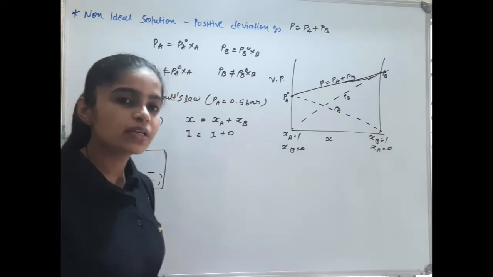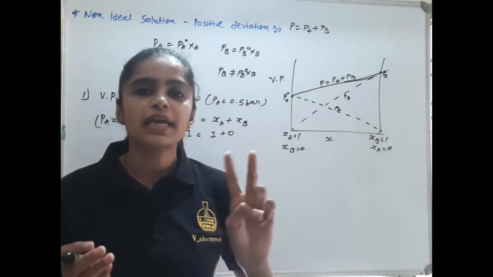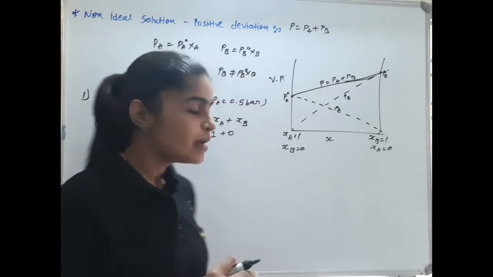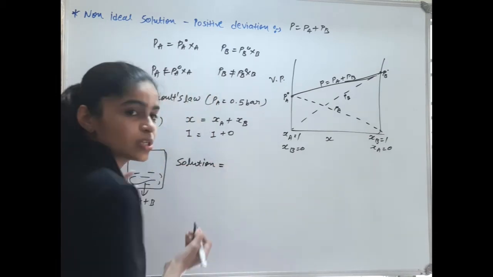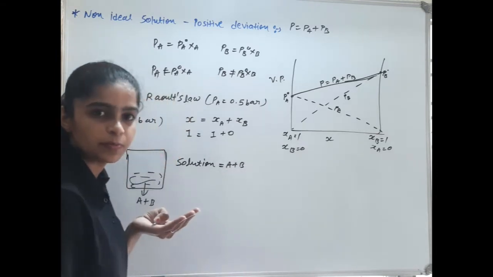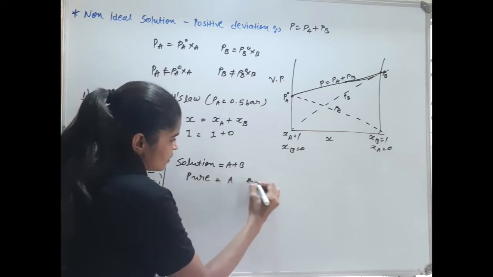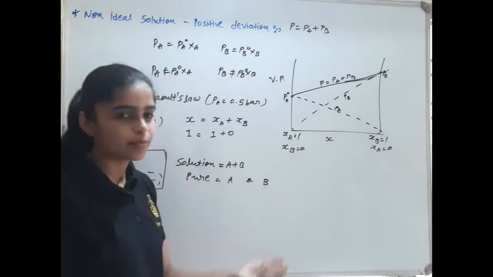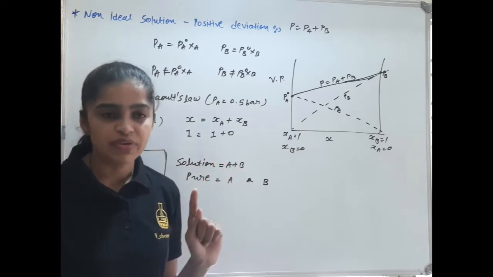We know that Raoult's law says that in the ideal condition, the A and B interaction is the same. But in this condition, the solution is made up of two parts, A and B. So this is A plus B, and the pure components are the separate A and B, whereas the solution shows the positive deviation.